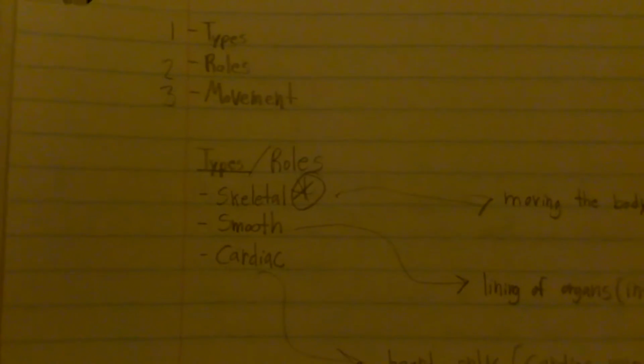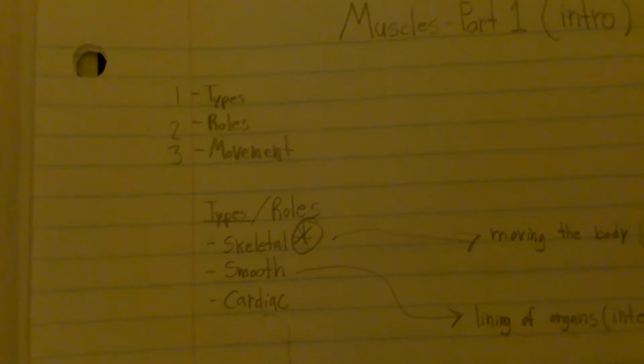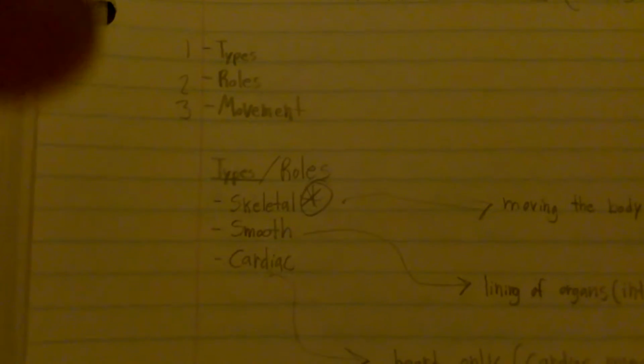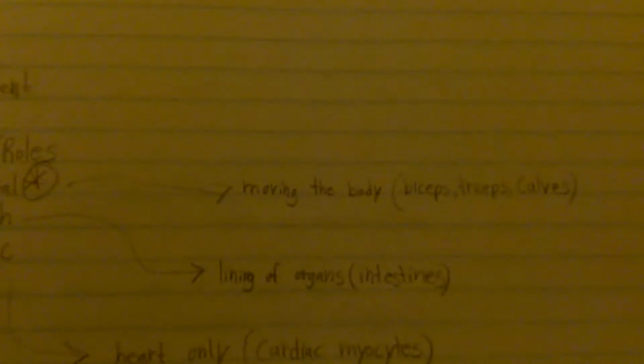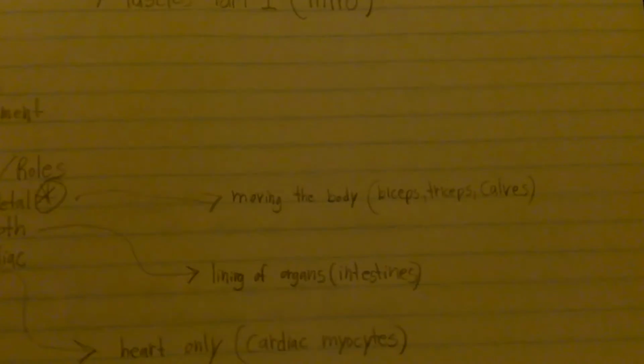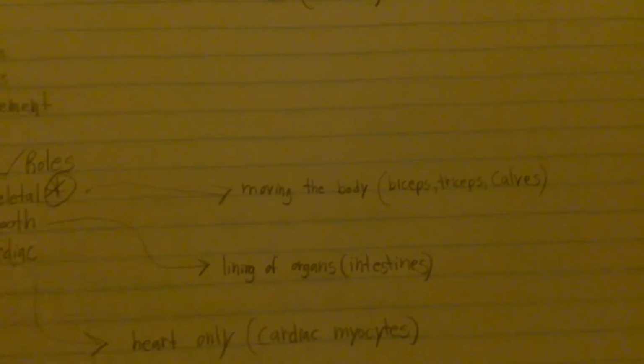Types of muscle. Well, there's 3 types of muscle. There's skeletal muscle, which the series is going to be primarily focused on, smooth muscle, and cardiac muscle. Okay, so skeletal muscle is basically the muscles that are involved in moving the body directly. So you can control the movement of these muscles directly. The examples would be your biceps, your triceps, your calves. Basically the muscles that you can control, you can work out on directly.